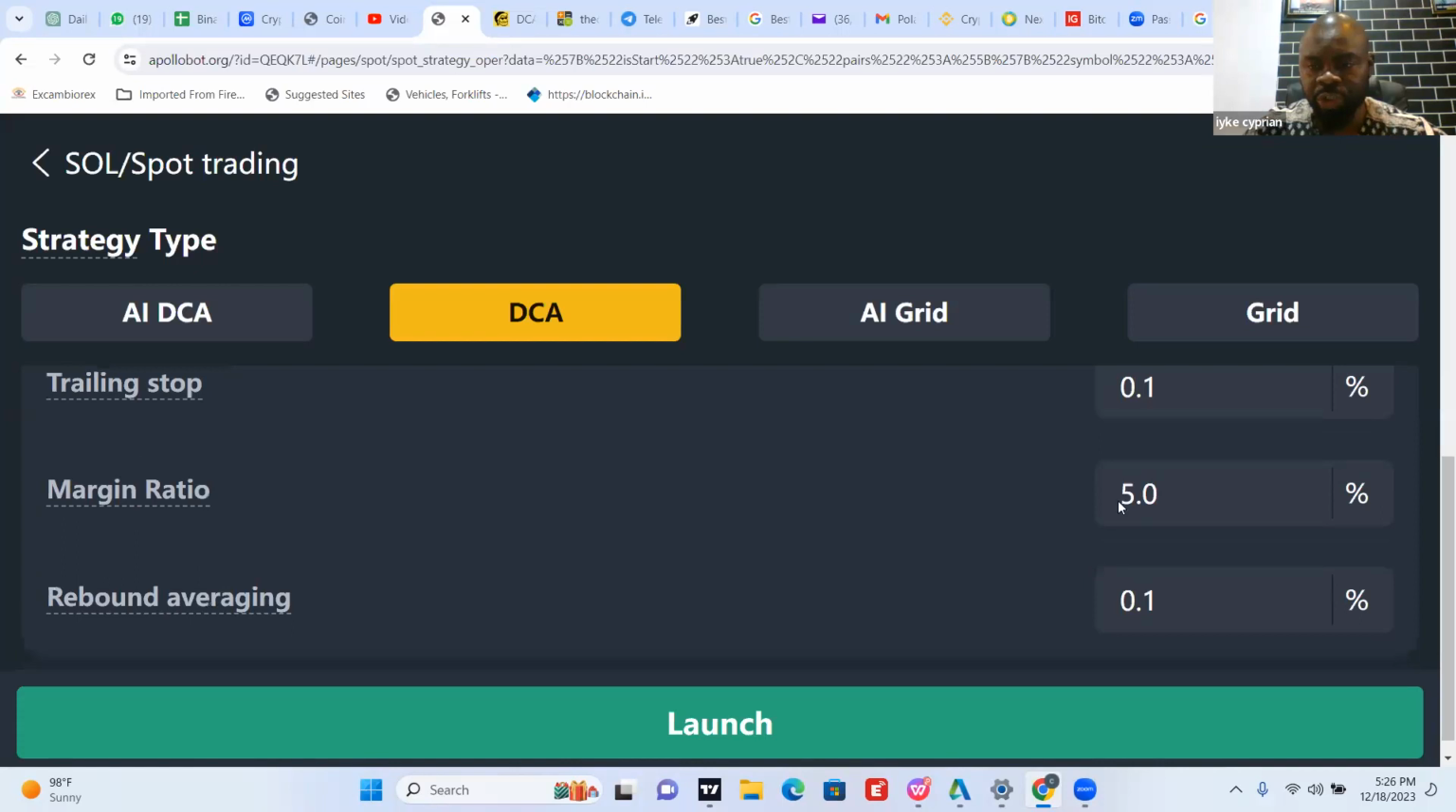So you have the margin ratio. Somebody asked, what is your margin ratio? The margin ratio are different levels of the market where you want to buy. As the market dips down, as the market drops, you want to buy lower than your initial price. Okay, so let me quickly trash what the margin ratio is.